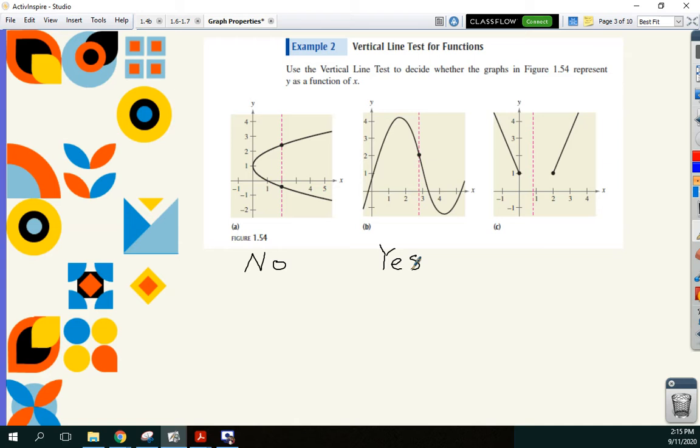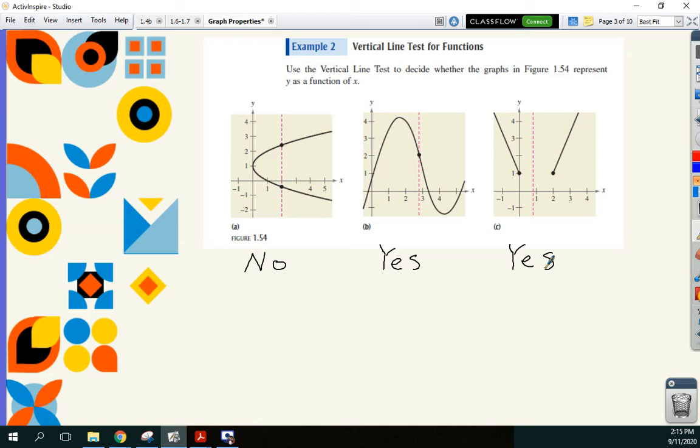Because notice, I'm okay as long as I'm on the left side. I'm okay as long as I'm on the right side. But the middle part is what's a little bit confusing. We have to go back to that definition. So does that vertical line cross through more than one point? And the answer is no, it doesn't cross through more than one point. It doesn't cross through any point, but it doesn't cross through more than one point either. So it would still pass our vertical line test, so it is still a function.